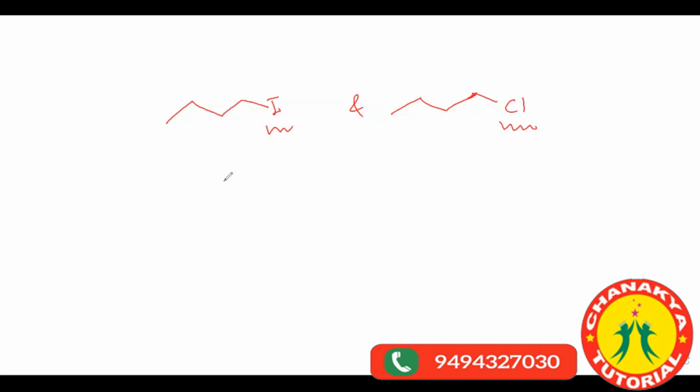Ma'am, the one with iodine will react faster because it is a better leaving group, because of the larger bond length. Correct, the answer is correct. Iodine, yes. The substrate with iodine can react faster, because of the larger bond length of iodine with carbon, it can be easily broken, whereas the carbon-chlorine bond length is shorter and stronger.